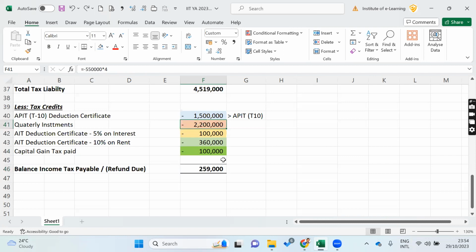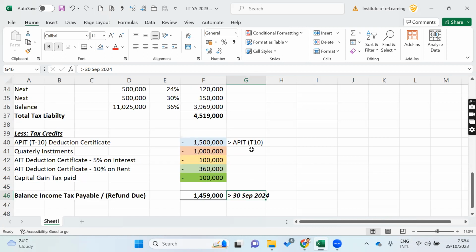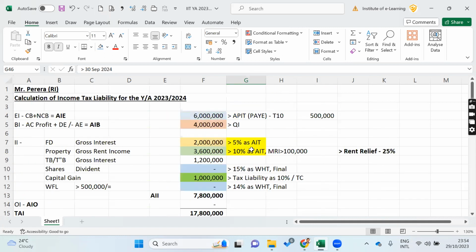Then otherwise, if there are any payable amount, you have to pay on or before 30th September 2024. If there is any balance to be paid, you have to pay this one on 30th September 2024. This is the very basic computation on individual income tax liability for the year of assessment 23-24. Right.